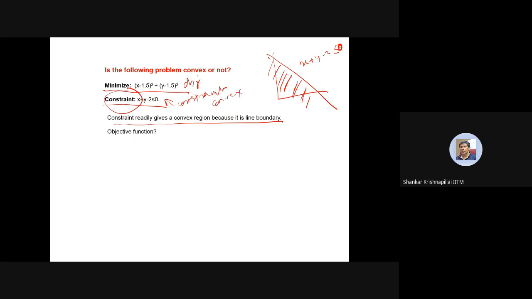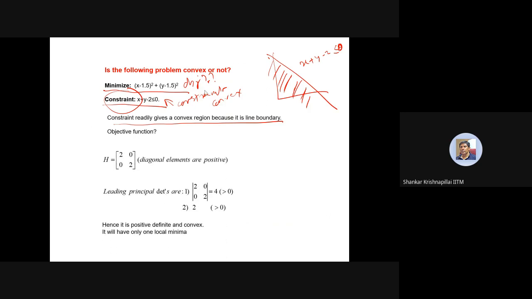Then what about the objective function? This is a circle, so you can also predict it that way. It's convex, with contours centered around 1.5, 1.5, and it will be convex.